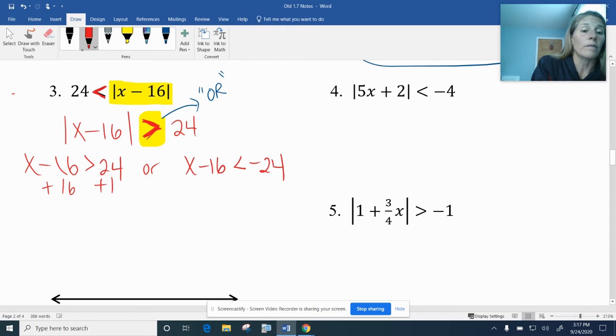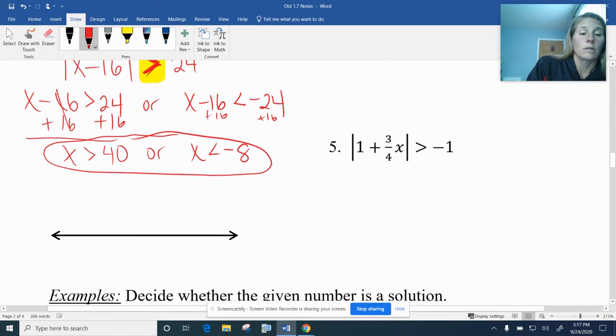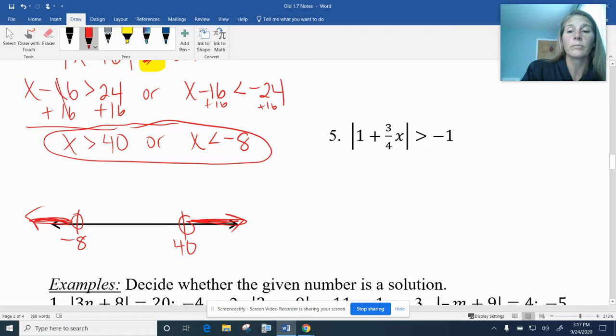Then I just go to solve them. So x is greater than, and that becomes 40, or x is less than, and I believe that's -8. So on a number line, I would have a -8 somewhere over here, open circle, x is less than -8. And on this side, I'm going to have an open circle as well at the 40, and x is greater, so it'd go to the right.